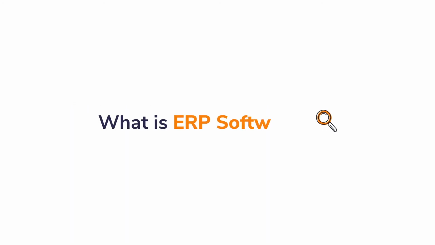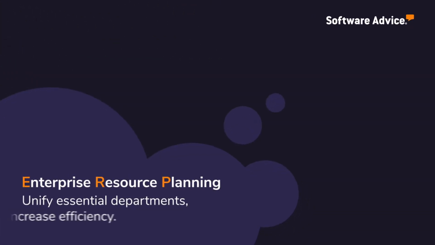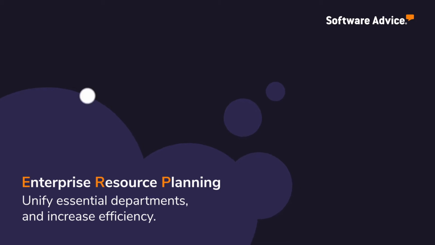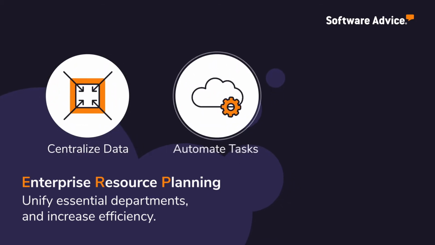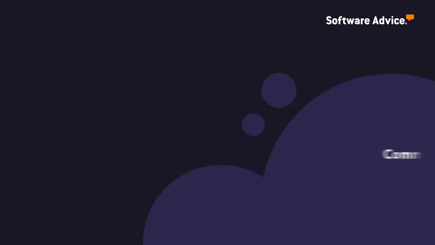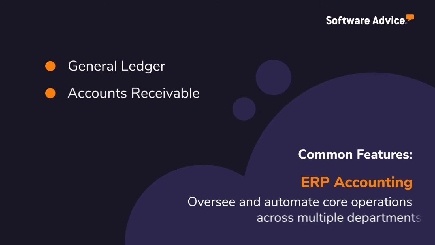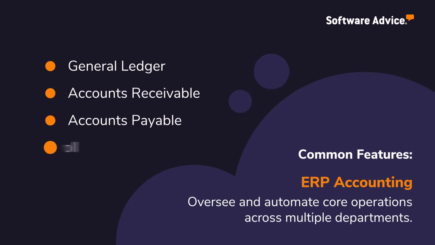What is ERP software? Enterprise Resource Planning Software, or ERP, helps you unify essential departments and increase efficiency by centralizing data, automating tasks, and tracking and analyzing information. Common features of ERP software include ERP accounting, allowing you to oversee and automate core accounting operations across multiple departments.